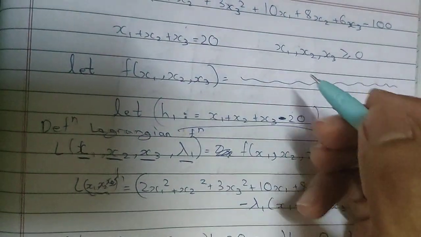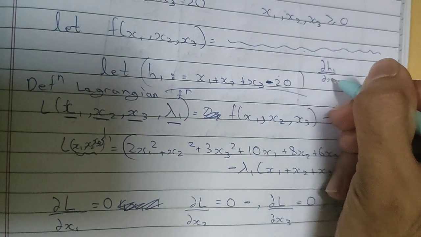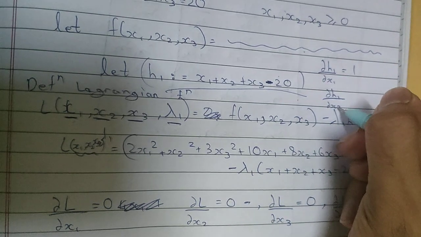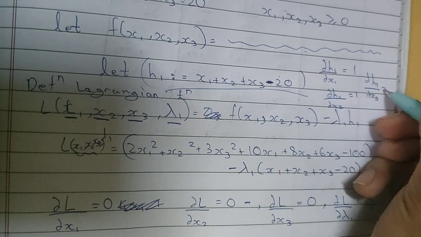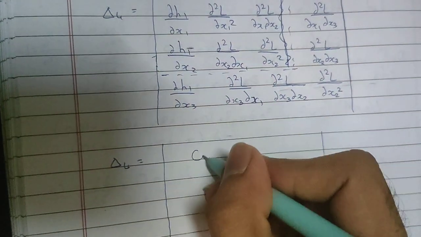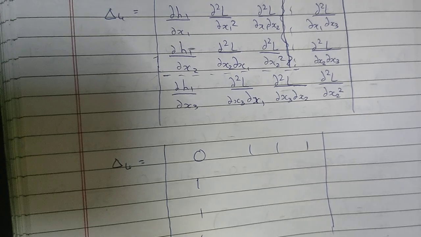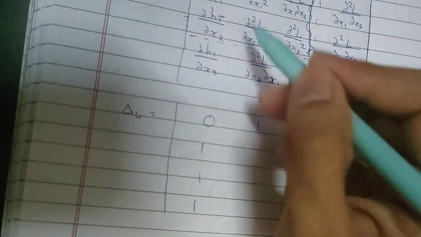Now for del 4, as you can see, our constraint h1 is this. So del h1 by del x1 will give us 1, del h1 by del x2 gives us 1. Similarly, del h1 by del x3 also gives us 1. Let's fill that up first. 0, 1, 1, 1, and same entries are there vertically, 1, 1, 1. Correct? Now let's calculate these entries.